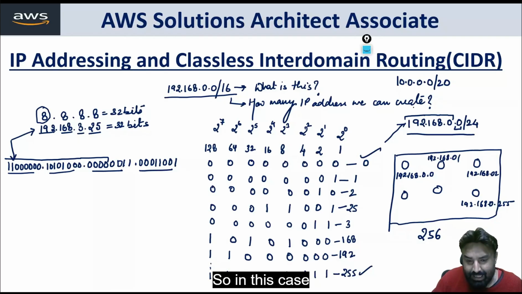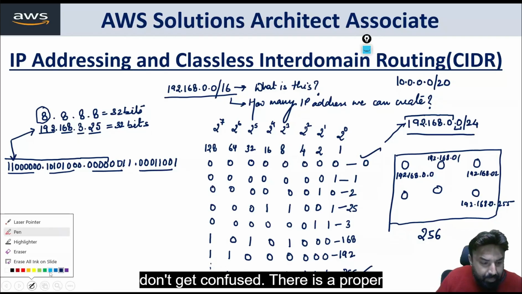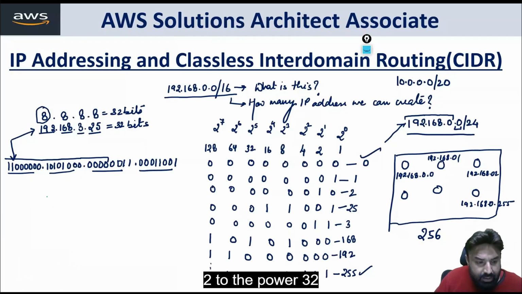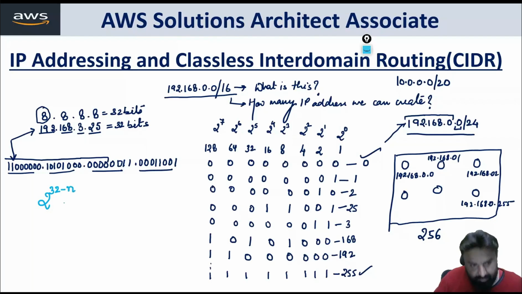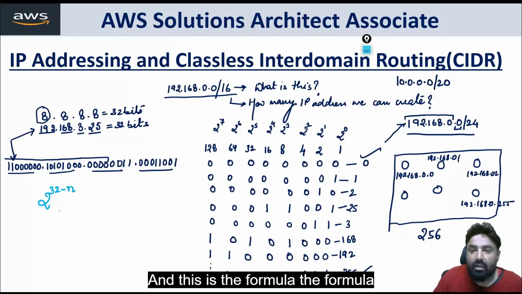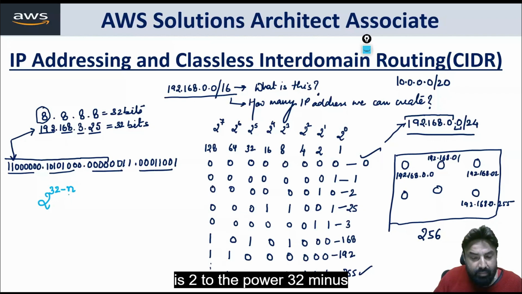In this case, don't get confused. There is a proper formula. The formula is 2 to the power 32 minus n. This is the formula: 2 to the power 32 minus n.